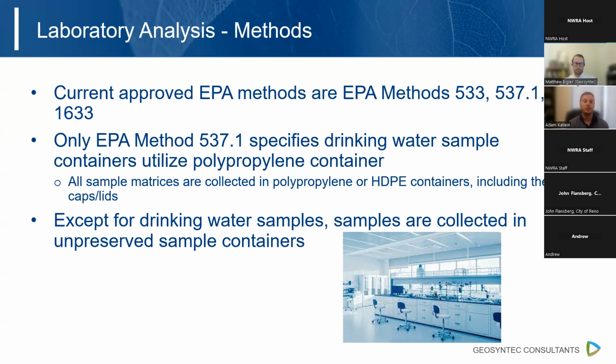To note, only EPA method 537.1 specifies that drinking water sample containers utilize polypropylene containers. All sample matrices are collected though in polypropylene or HDPE containers, including the caps and the lids. So just make sure you're not grabbing a glass container with a Teflon ring from off your shelf. You're going to want to make sure you have the right materials. And except for drinking water samples, samples are collected in unpreserved sample containers.